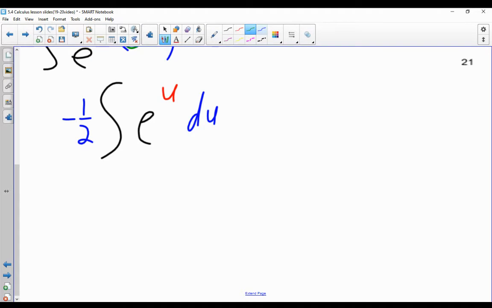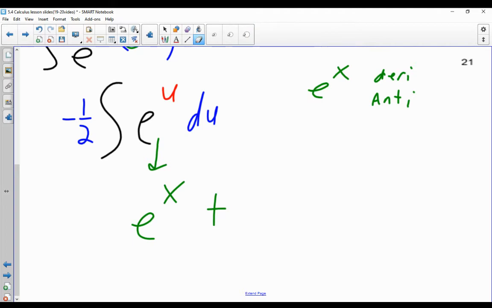Or not derive away, do the antiderivative. That's what I meant to say. Take the antiderivative of e to the u. It's basically the same thing as e to the x. It's its own derivative, and it's its own anti. So the anti will just be e to the u plus c.